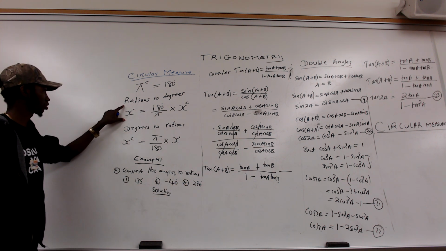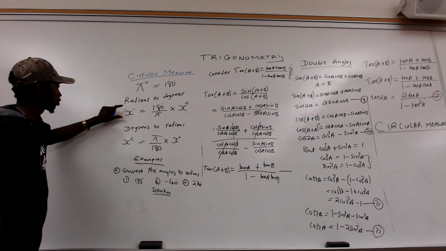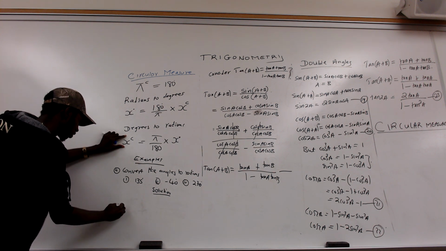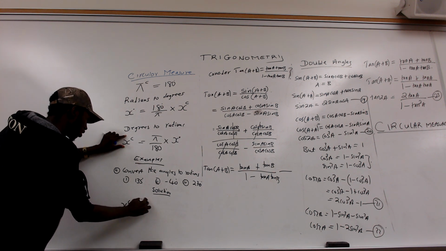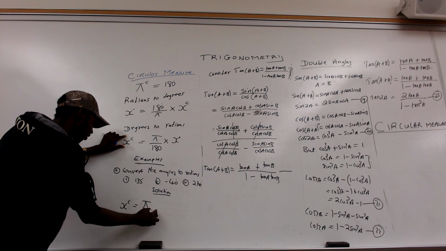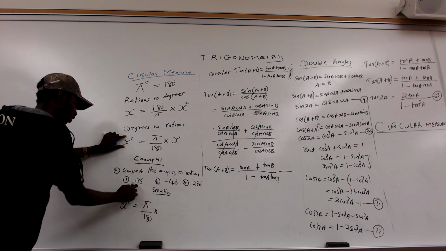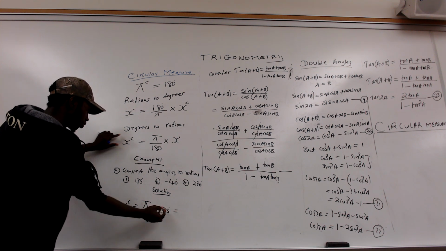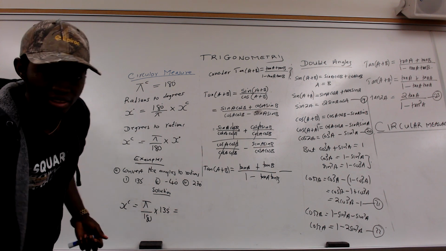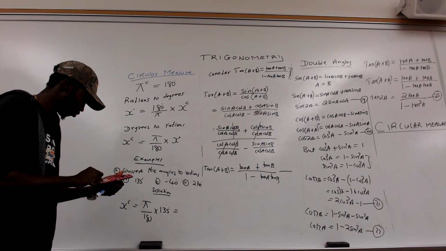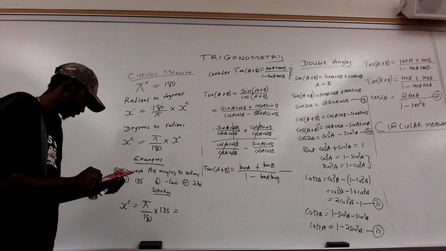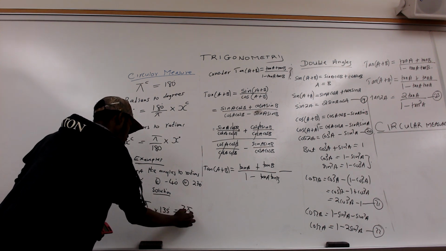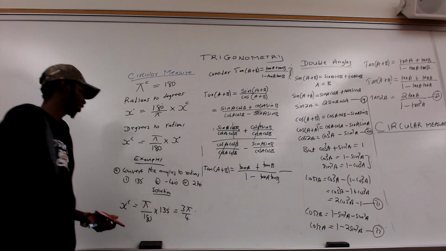If we convert from degrees to radians, x radian is going to be pi all over 180 times the degree given, which is 135. So 135 divided by 180 is 3 upon 4. So 3 upon 4 times pi is going to be 3 pi all over 4. So this is in radians.